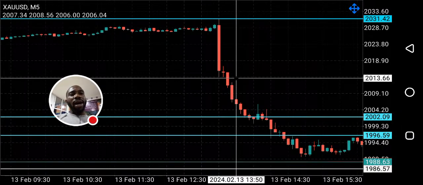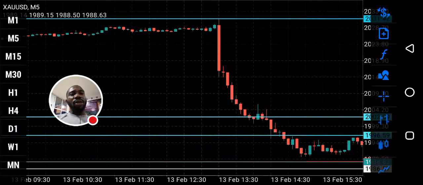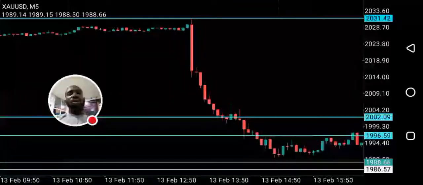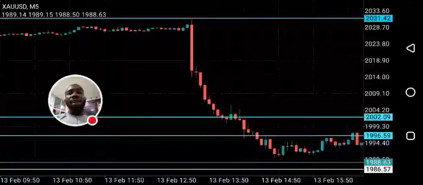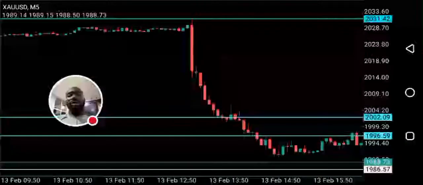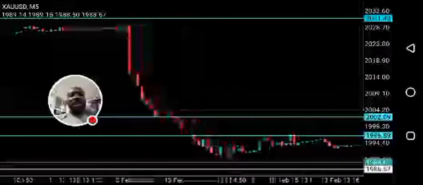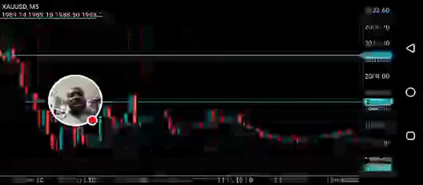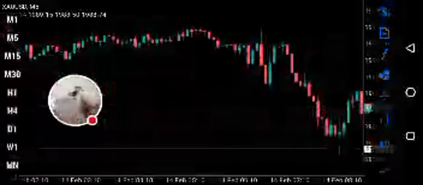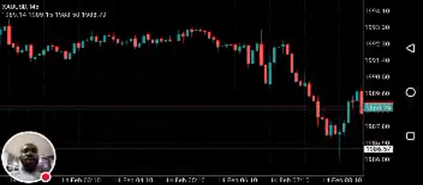It will not be wise to sell at the current market price because the market has already dropped over 300 pips yesterday. If you are considering selling, you should wait for a pullback to a premium level before you consider selling. Hope you get that.